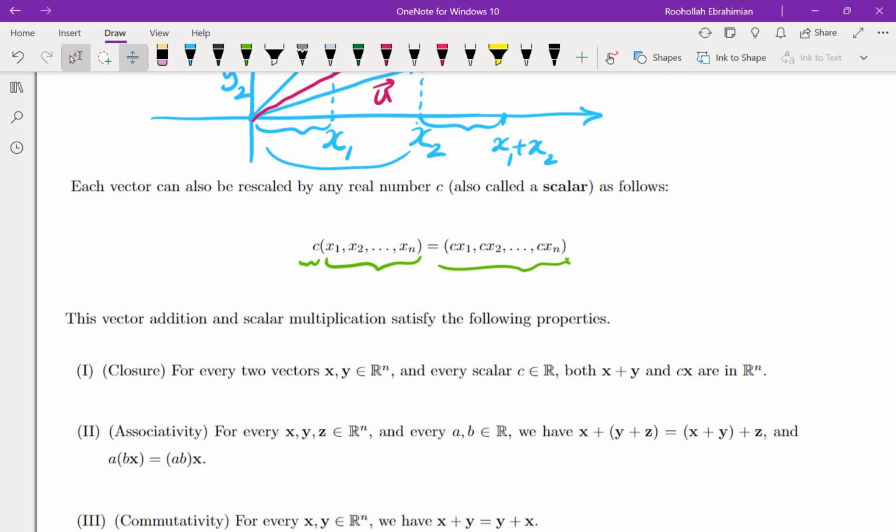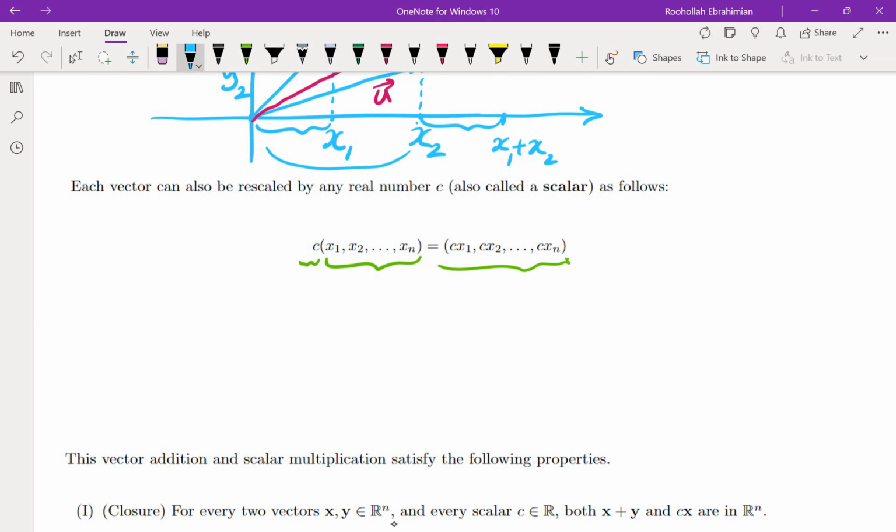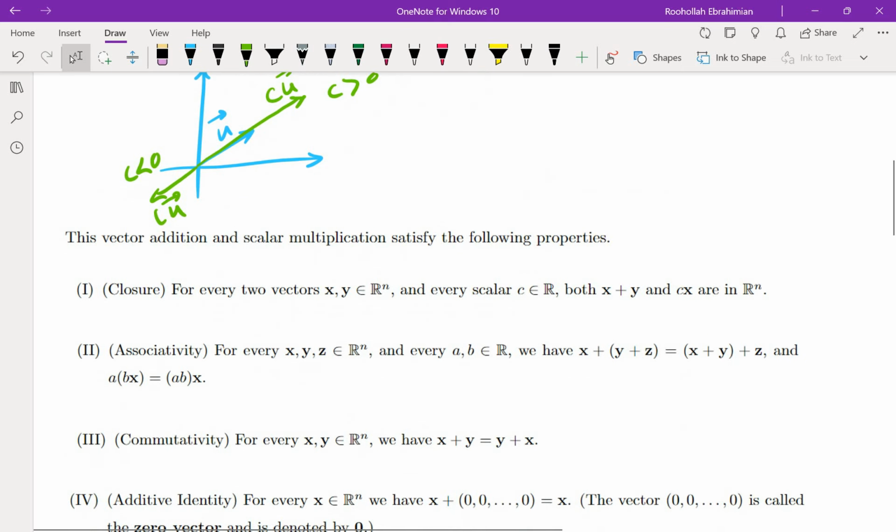Scalar multiples can also be interpreted geometrically by taking a vector, not changing its direction when c is positive, and rescaling its length. So if this is u, then c times u would be something like this, or it could be on the opposite side, depending on whether c is positive or c is negative. So these are the interpretations geometrically.